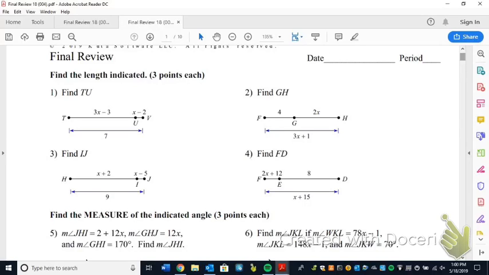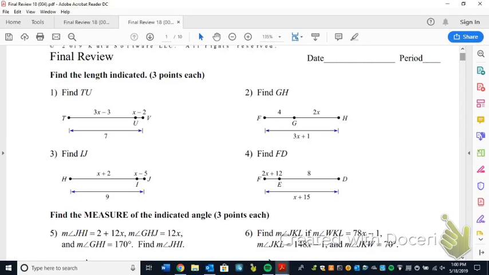Okay, so let's get going. On number one, we're looking for TU. Now TU without any lines over it, without anything else over it, is just distance. Hold on just a second. So it's just distance, okay?